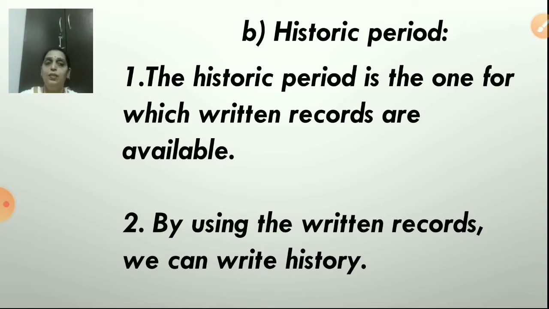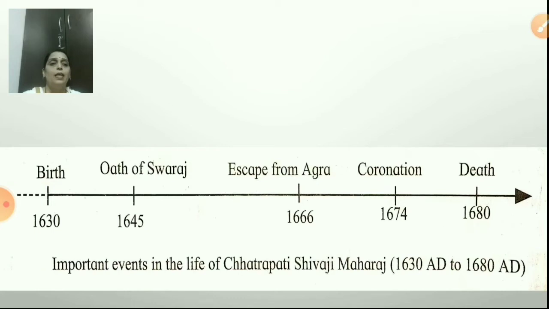This is the timeline of important events in the life of Chhatrapati Shivaji Maharaj, from 1630 AD to 1680 AD, from his birth till his death. 1630 was the birth, then 1645 Oath of Swaraj, 1666 escape from Agra, 1674 coronation, and 1680 the death. In the previous video of the lesson, I have explained everything.